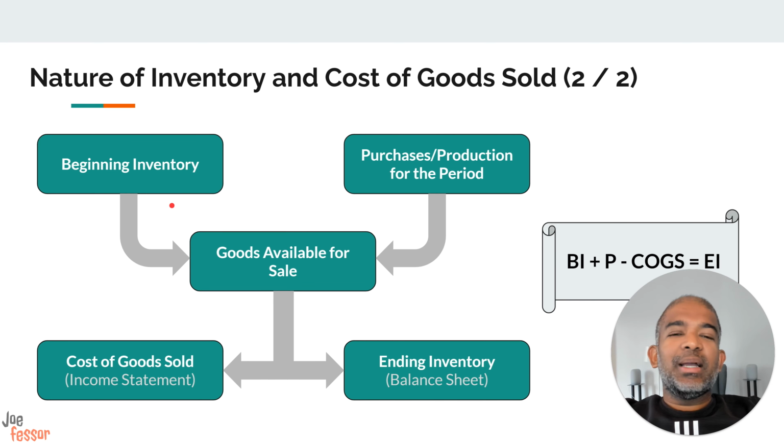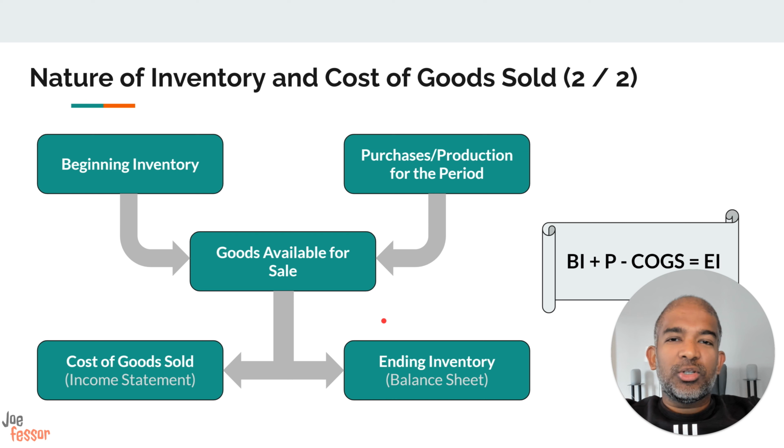Now let's look at the math behind calculating your inventory or cost of goods sold for each time period. For a particular time period, let's say you begin with a certain amount of inventory, classified as beginning inventory. During that time period, if you're a production company, you might produce a certain amount of goods, or if you're a merchandising company, you might purchase a certain amount of goods. Together with the beginning inventory, what you have is the goods available for sale. Out of the goods available for sale, whatever is sold during that period is classified as cost of goods sold under the income statement.